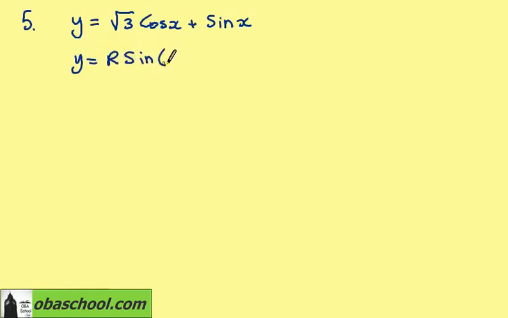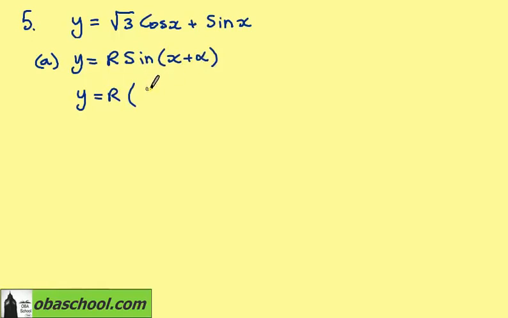Question 5. We're given that y is root 3 times cos x plus sin x. We want to express this in the form r sine x plus alpha. The first thing to do is look at the r sine x plus alpha.